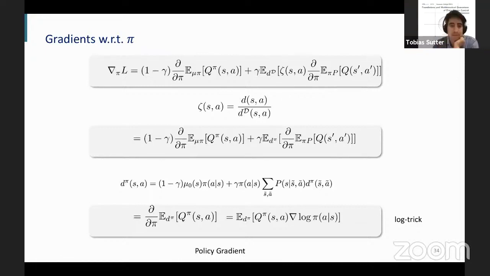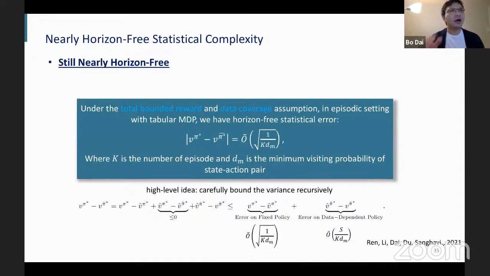Okay, I think we are clear about this optimization part. Actually, here are some similar results for policy optimization. We are still under the assumption that total value is bounded, not that reward is bounded, and also data coverage. We can still bound the difference between your optimal policy value and the value of the policy you obtain from data, with a similar rate.